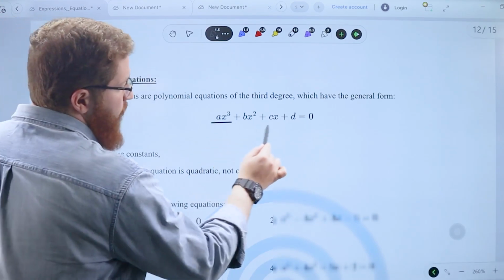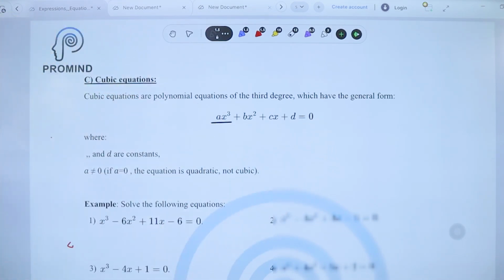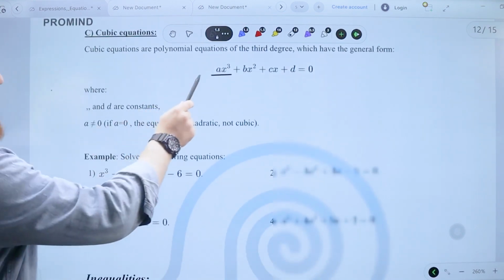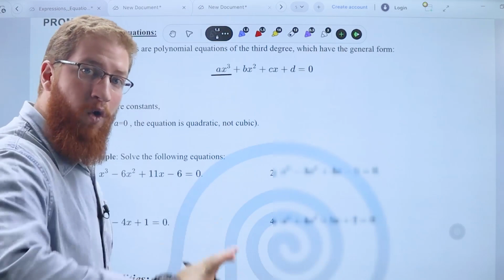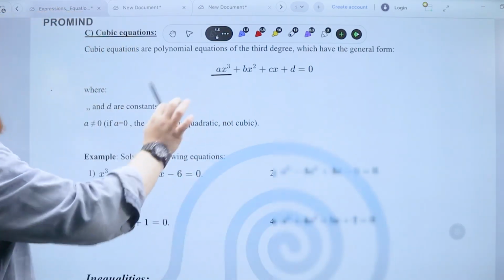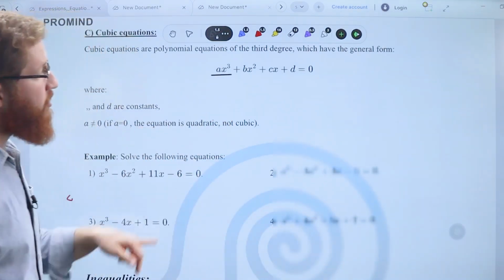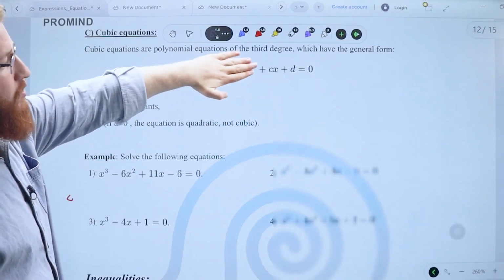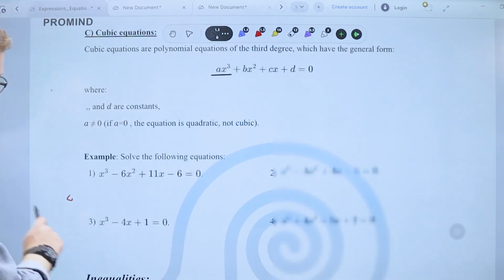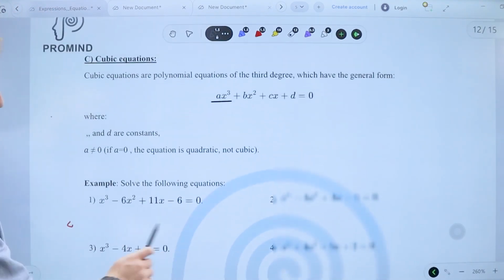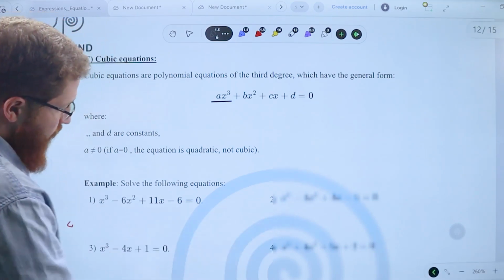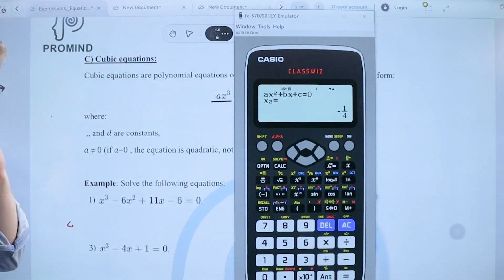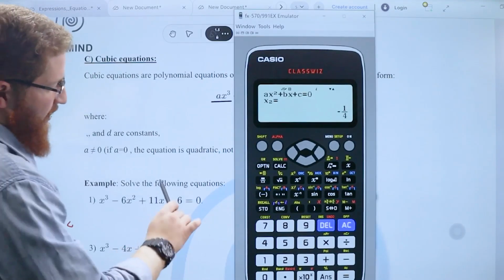The general form of the cubic equation is this one you see in front of you, where A, B, C, and D are all constants, and A mustn't be 0, because if A is 0, I will get back to quadratic equations. If A and B are zeros, I will get back to a linear equation. Okay, let's see some examples and solve them using the calculator. We won't be learning how to solve these kinds of equations by hand right now.